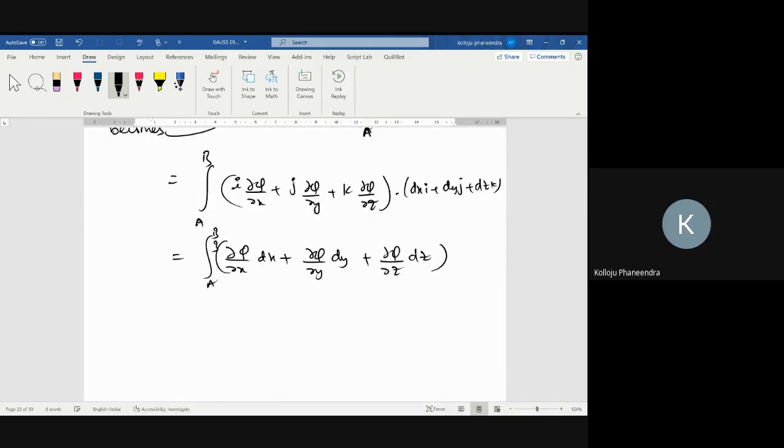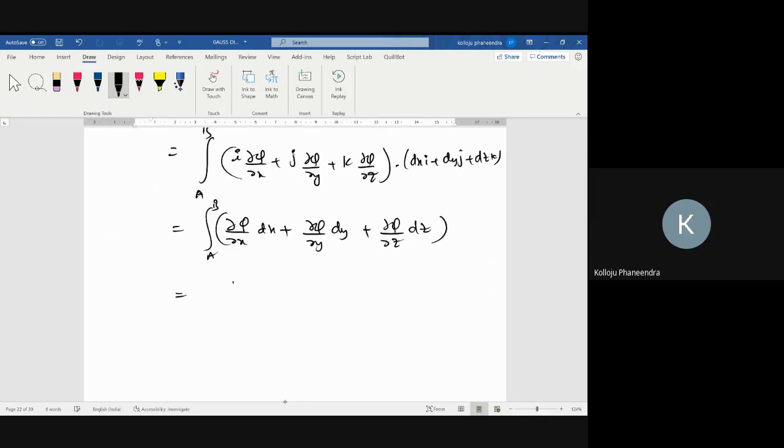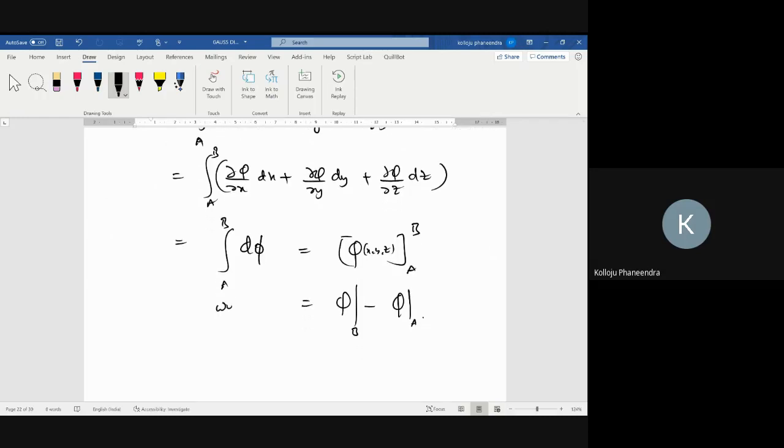Now this is the total differential. This is equal to the integral from A to B of d phi, which is phi, a function of x, y, z, between the points A to B. So phi at B minus phi at A. This is the work done formula in irrotational vector fields. So the work done depends on endpoints. Okay, this is one observation.